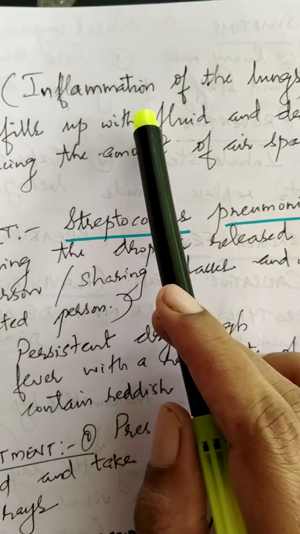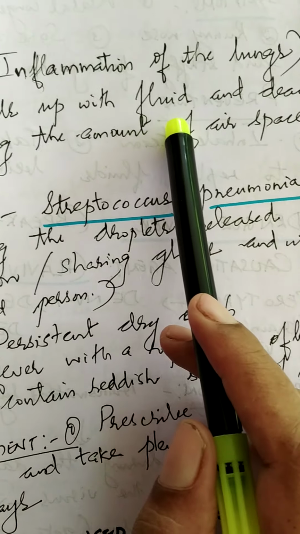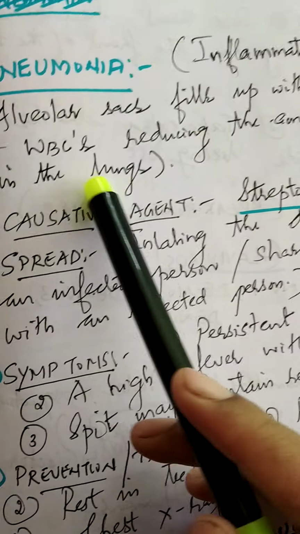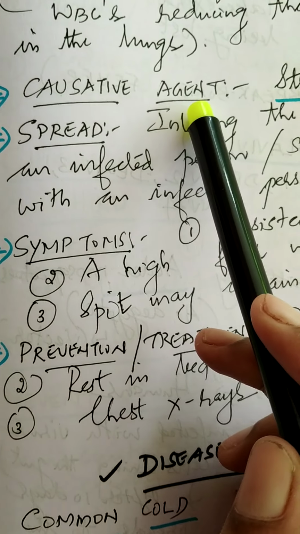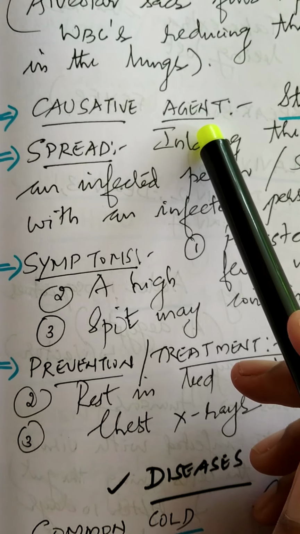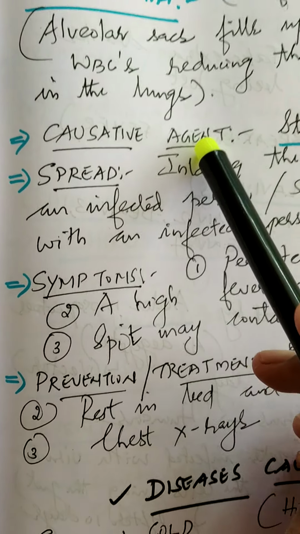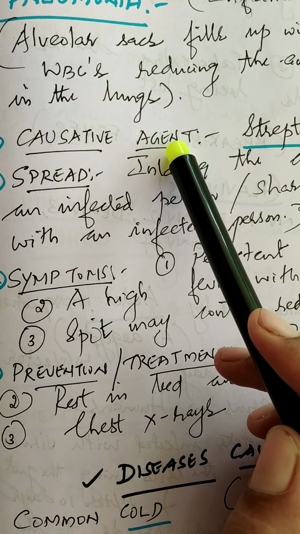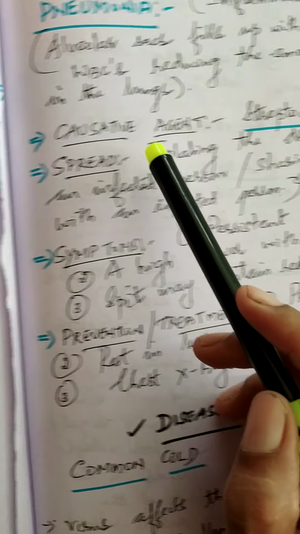So, pneumonia refers to the inflammation of the lungs. Here the alveolar sac fills up with the fluid and the dead white blood cells, reducing the amount of air space inside the lungs. Now the causative agent is a type of bacterium belonging to the family Coccus. They are actually spherical shaped bacteria. So the causative agent of pneumonia is Streptococcus pneumoniae.